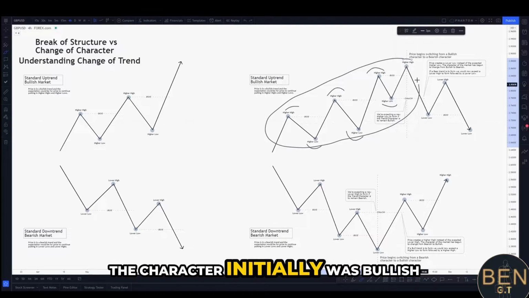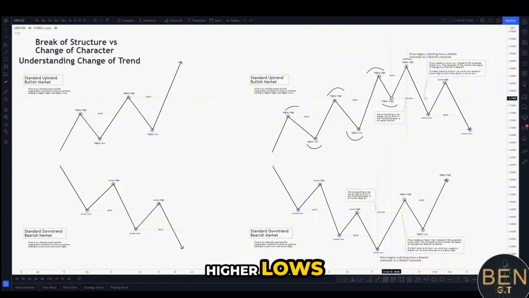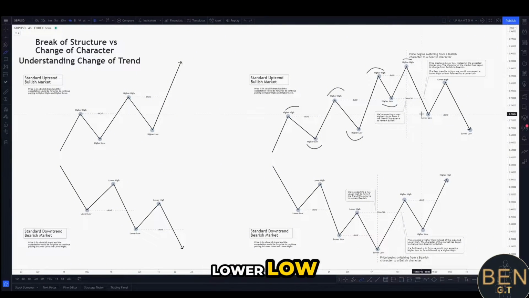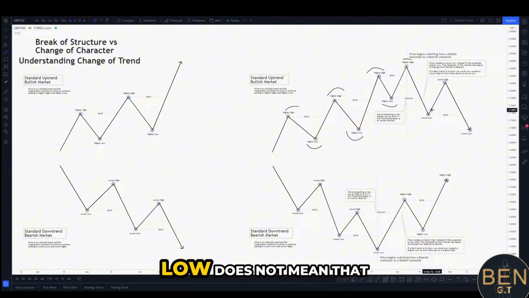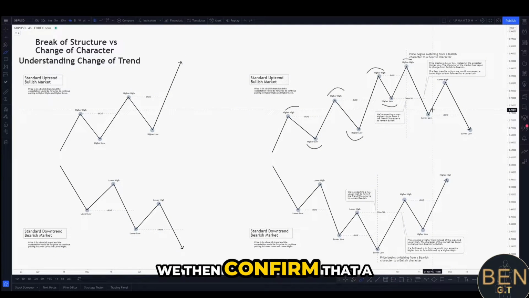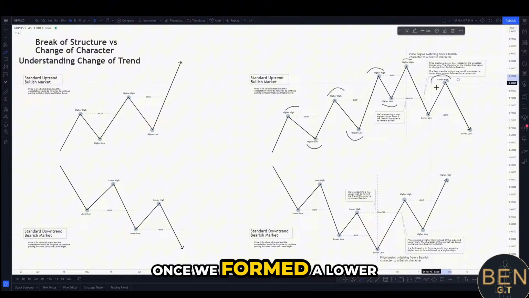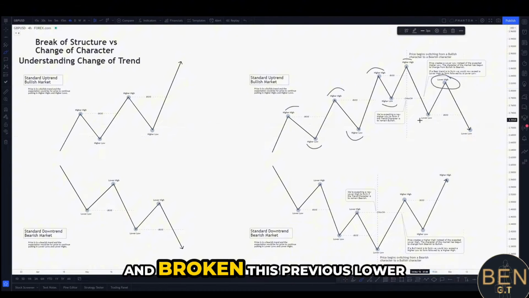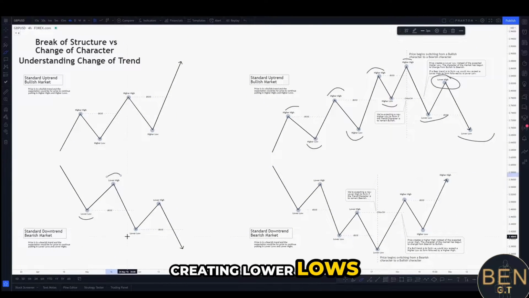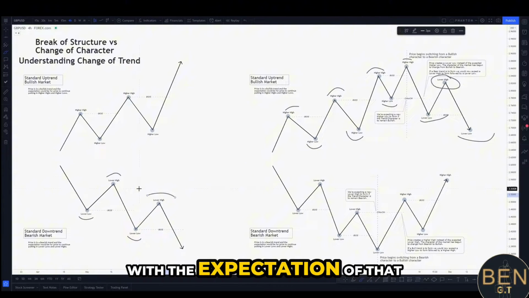The character initially was bullish. We were making higher highs and higher lows. We've now broken the previous higher low, invalidating a bull trend, and we've now formed a lower low. And one thing to note, because we formed this lower low does not mean that we have immediately started a downtrend. The way we then confirm that a downtrend is taking place is once we've formed a lower high and broken this previous lower low, forming a new lower low. That's when we can definitively say, okay, the trend has begun to shift bearish. And again, what we would understand when we see a bearish trending market is that price would be creating lower lows and lower highs with the expectation of that continuing.